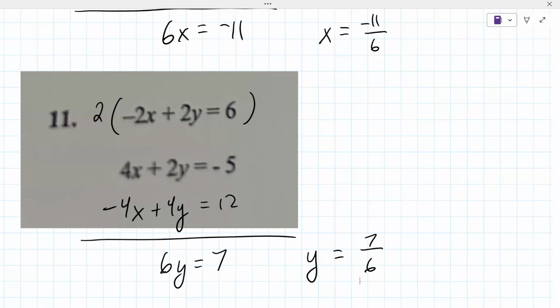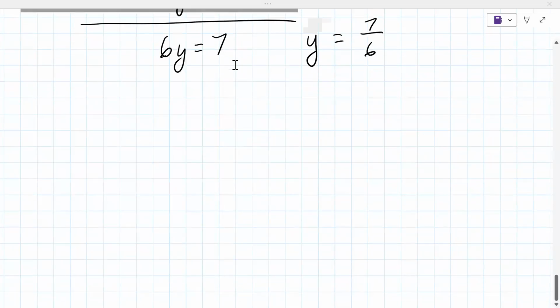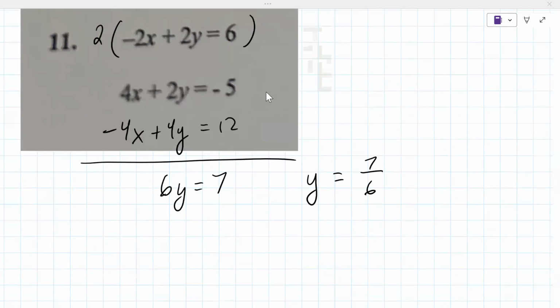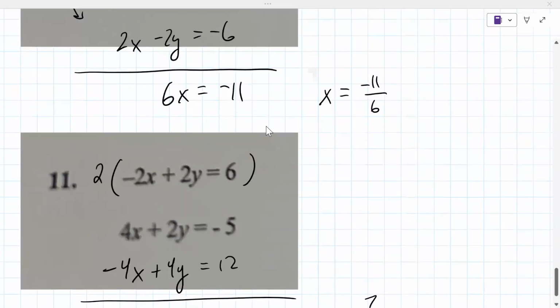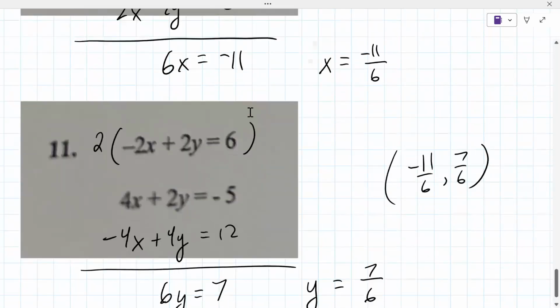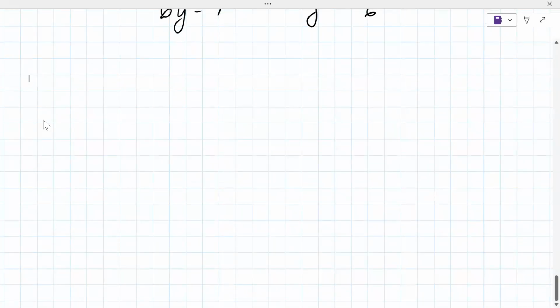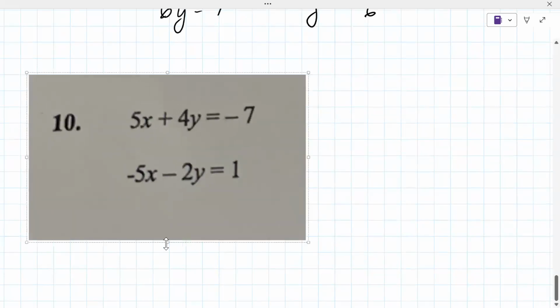All right. Okay. Let's go to number 10 next, and then we'll come back to 9. Make sure you write your answers in ordered pair, which I am not doing. I'll be losing points all over the place. All right. Number 10.